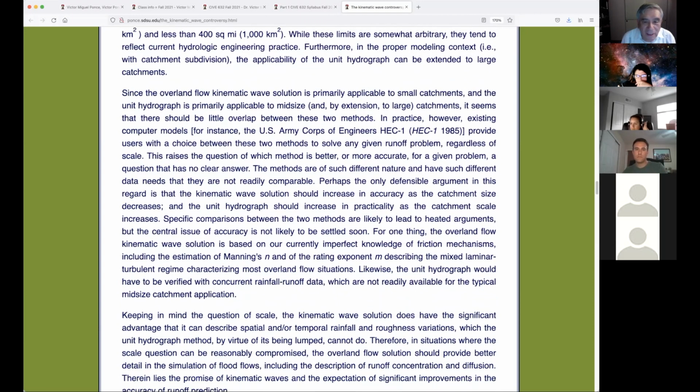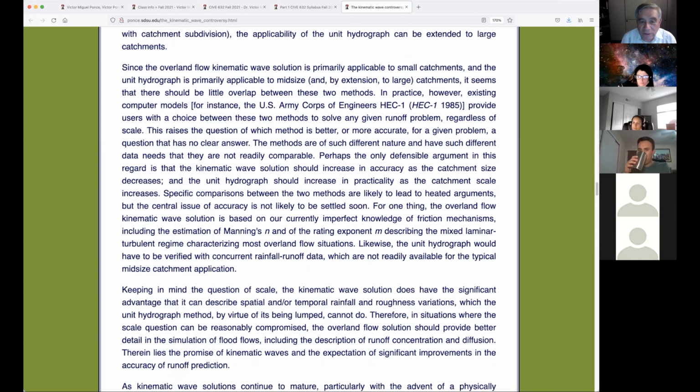Okay. Since the overland flow is applicable to small catchments and the unit hydrograph is applicable to mid-sized and large catchments, it seems that there should be very little overlap. In practice, however, HEC-1, which is HMS, the current HMS, provides users with a choice between these two methods to solve any runoff problem, regardless of scale. This raises the question of which method is better. The methods are of such different nature and have such different data needs that they're not comparable, as apples and oranges.